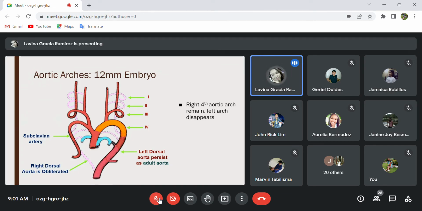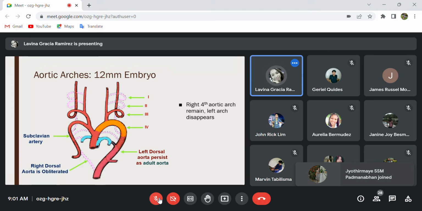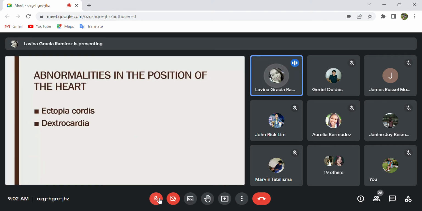Then you have this portion dun sa una to develop into subclavian artery. So note the right fourth aortic arch remain and left fourth aortic arch remain here. Yan, pag nagkanto ng PRA, and left arch are the disappearance. Okay? So yun yung nangyayaring problema kapag persist yung right aortic arch. Okay, so for the abnormalities in the position, we have the ectopia cordis and the dextrocardia.